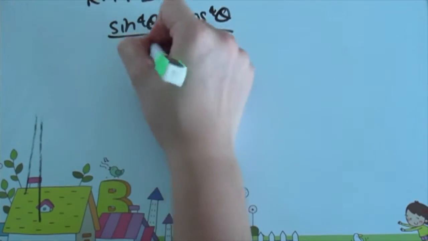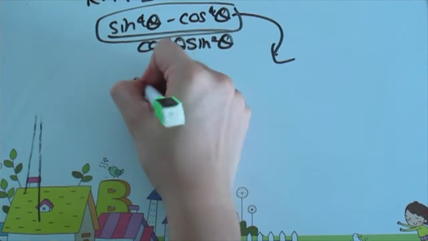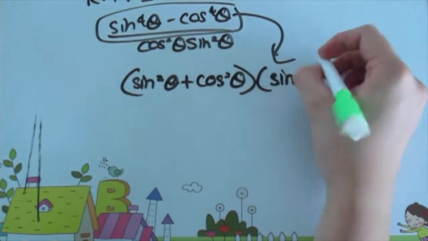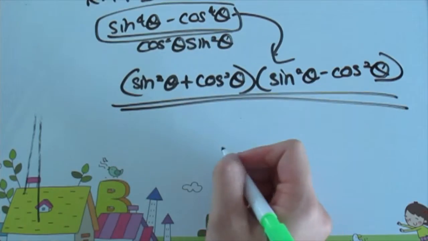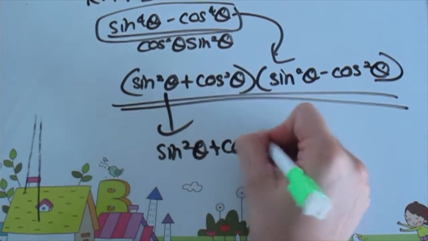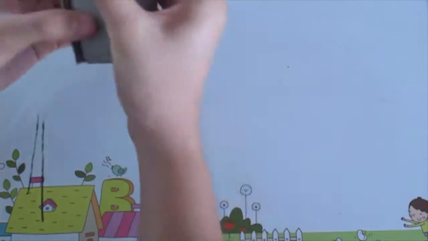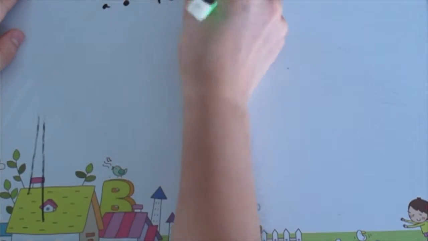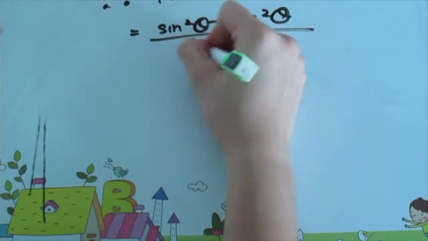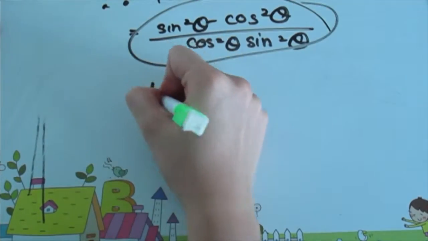And you will be able to notice that sine to the power of 4 theta minus cosine to the power of 4 theta can be factorized to create this. Further, using an identity that we already know, we can cancel out the sine squared theta plus cosine squared theta. Now we are able to prove that both sides actually equal each other.